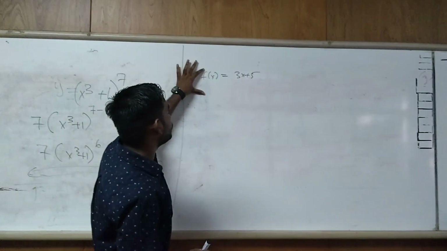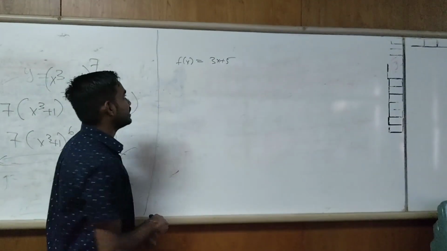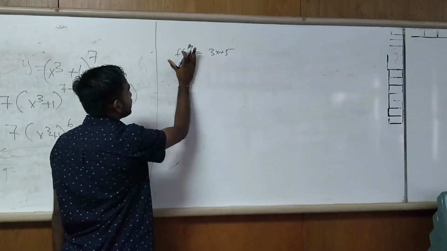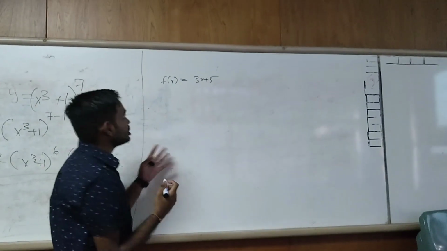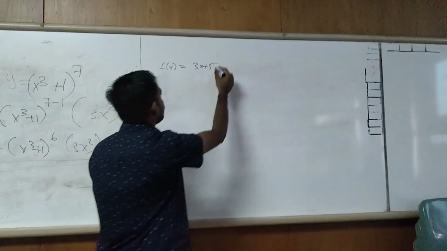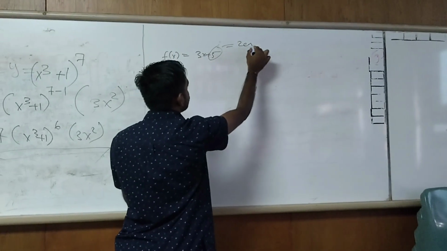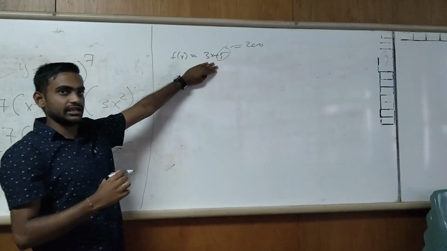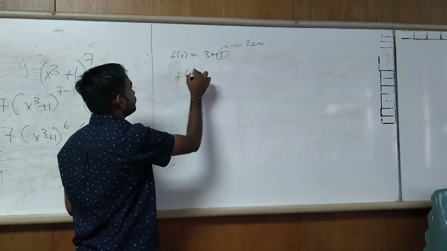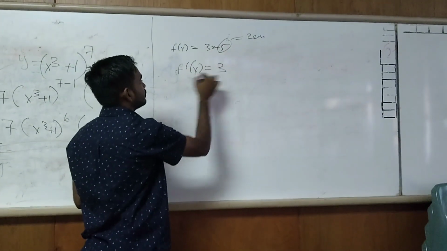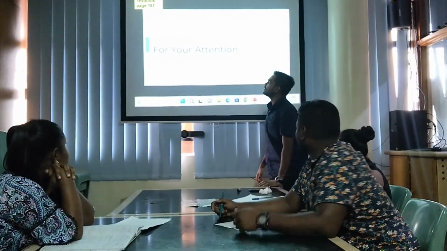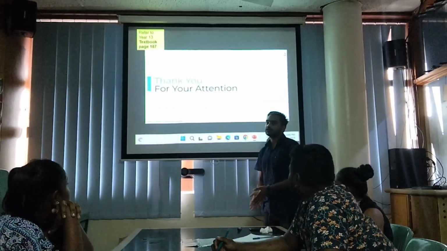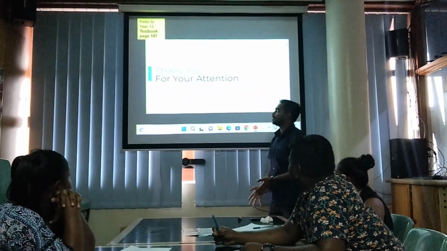This is very simple. We just have to differentiate it. The function f is equal to 3x plus 5. In order to differentiate it, we know the constant rule: any constant differentiates to 0. So we are left with 3x, and f dash of x is equal to 3. That's the answer.